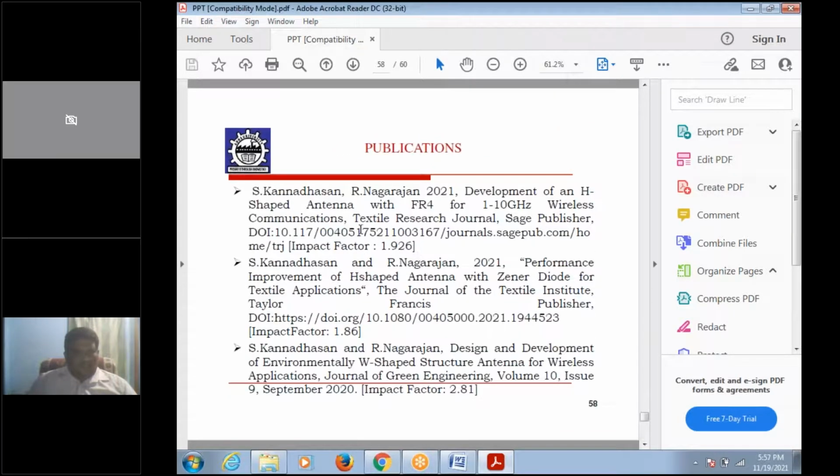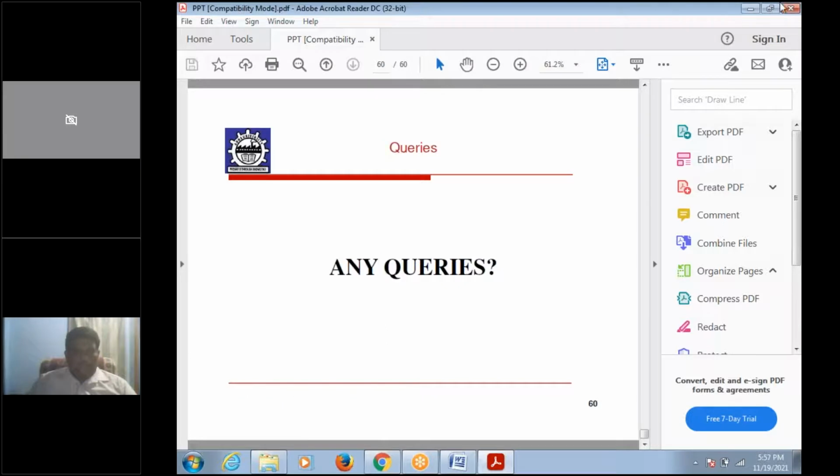I have already published papers. Textile Research Journal, which is a Sage publisher. In another, Journal of the Textile Institute, Taylor and Francis publisher. In another, numbers one and two are Sage journals. Number three is the Journal of Green Engineering. This is a Scopus journal.